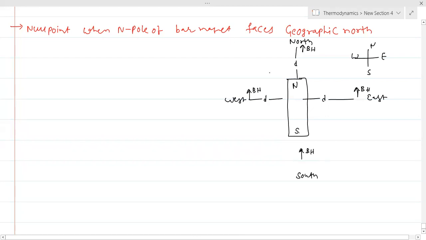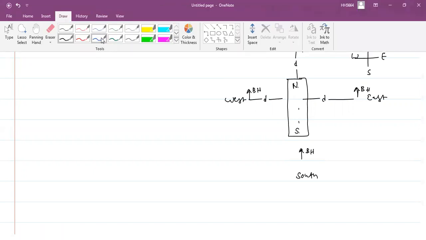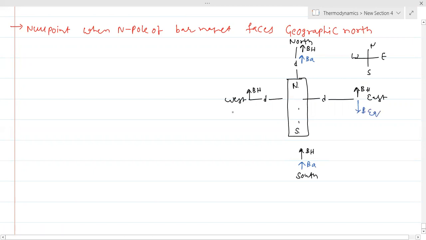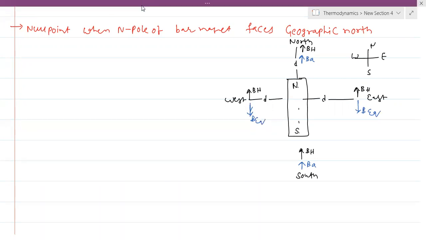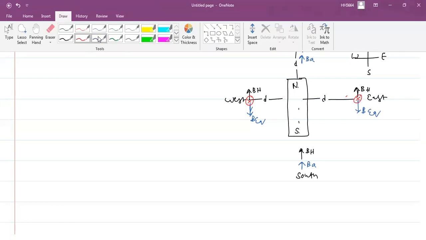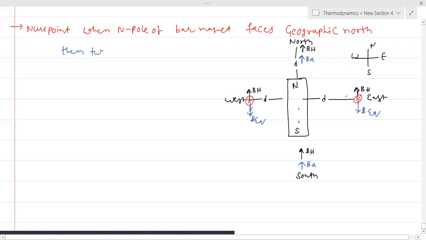Next, we will think of the axial and equatorial lines. So this is the axial line. It is very clear that in the axial line we are thinking of direction south to north. So this is the B axial, and this is the B axial, and this is B equatorial. B equatorial means N to S. So from the picture, it is very clear that we have two null points on the equatorial line.